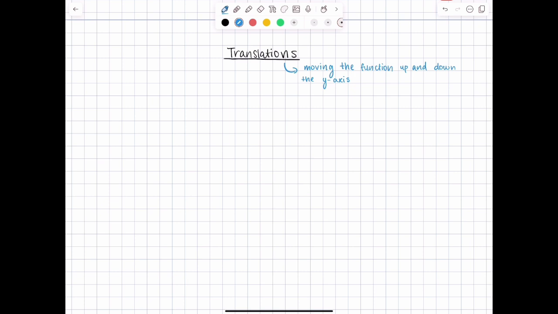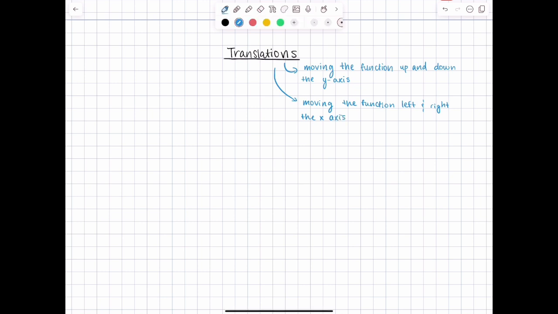So let's look at what this means. And then we can also have moving the function left and right along the x-axis. So what does this mean?